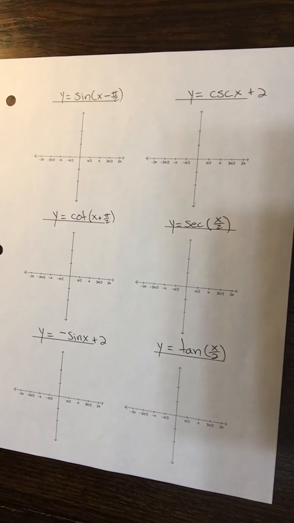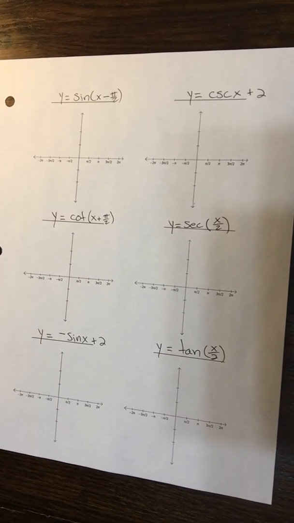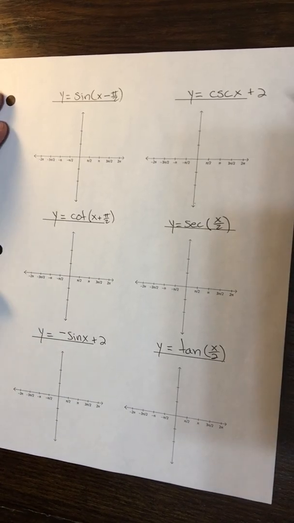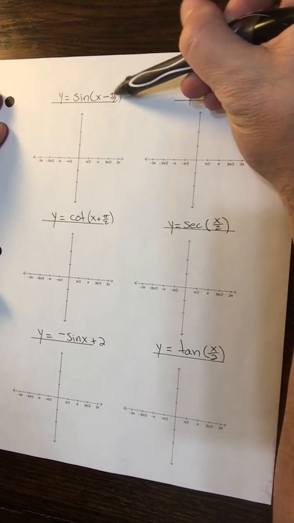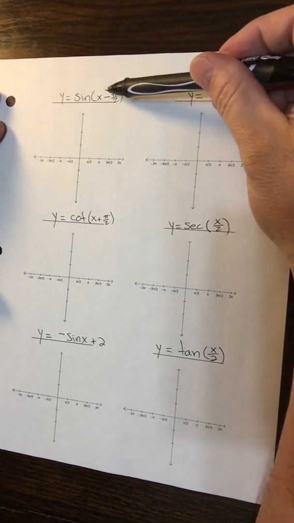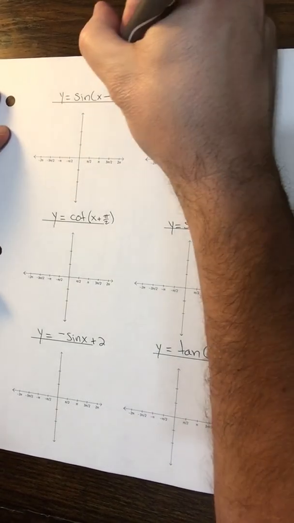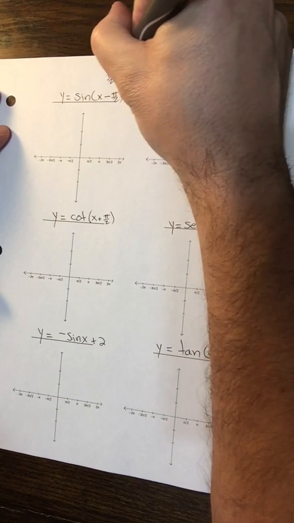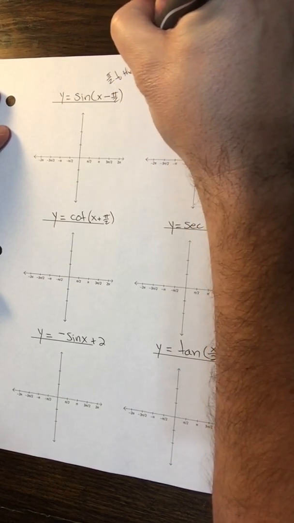Okay, a few more for you to do. Follow along and just graph as you will. If you subtract inside the function, that moves it this many units to the right, right? This is going to go pi over 2 to the right.